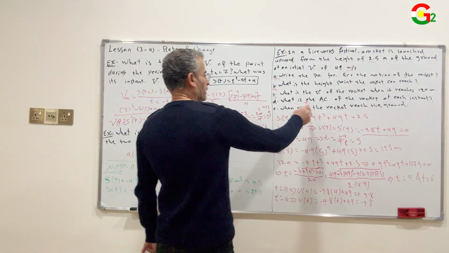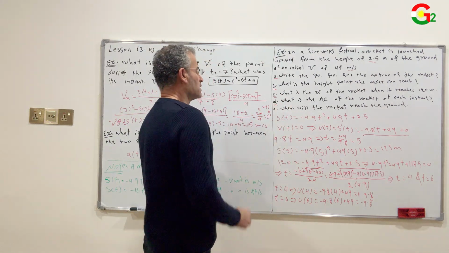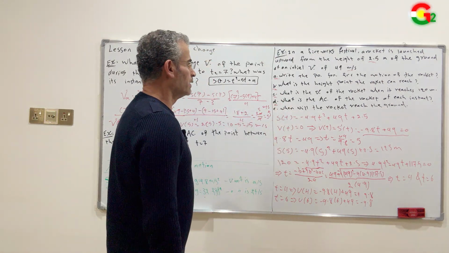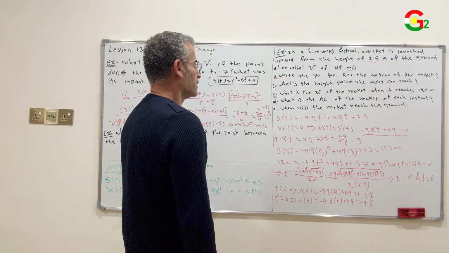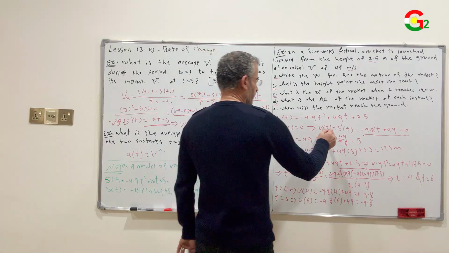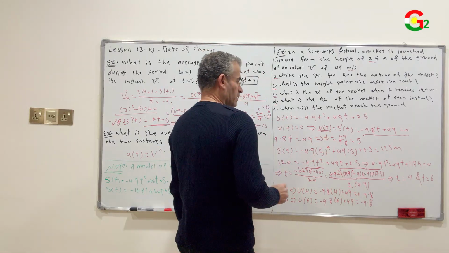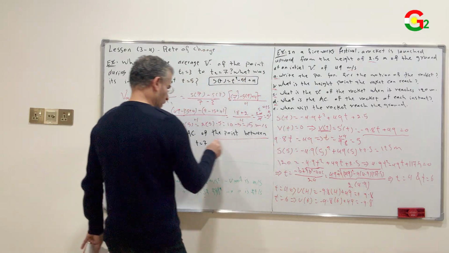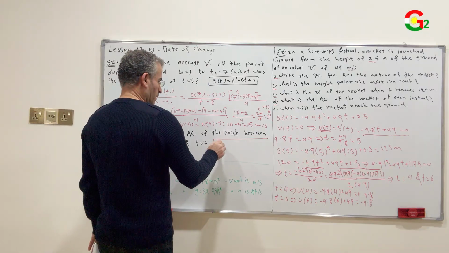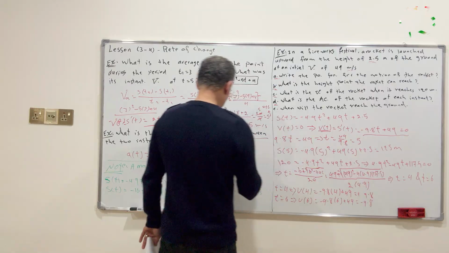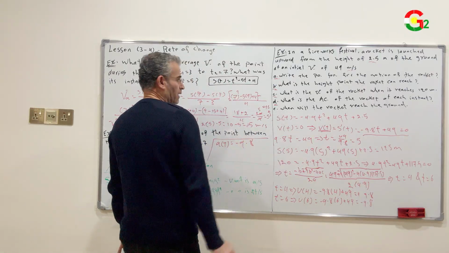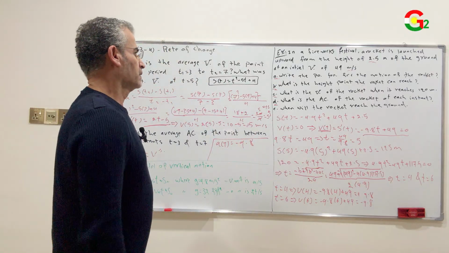Part d: what is the acceleration of the rocket at each instant? The acceleration is the derivative of the velocity function that is found here. The acceleration function equals negative 9.8 at each instant.